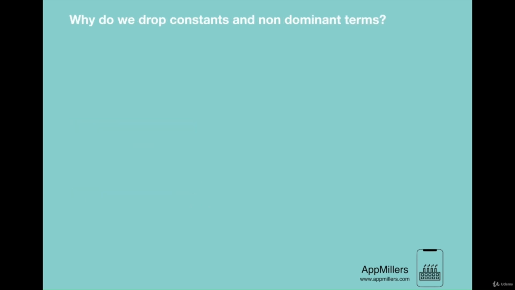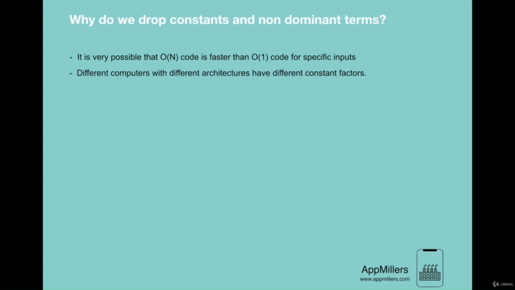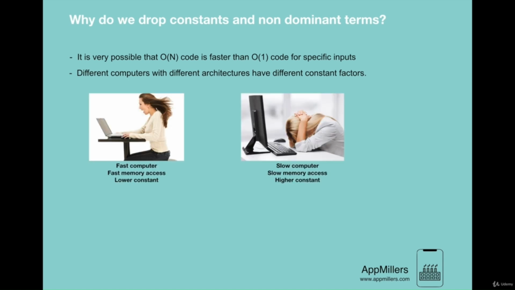Okay, let's look at the reasons why we drop constants and non-dominant terms. The first reason is that it's very possible that O(n) code is faster than O(1) code for specific inputs. Big O just describes the rate of increase. So for this reason, we drop constants, which means that O(2n) is actually O(n). And the second reason is that different computers with different architectures have different constant factors. A faster computer might be able to access memory faster than a slower computer. So faster computers will have a lower constant factor for memory access than slower computers. However, we are just interested in the algorithm, not the hardware, when doing asymptotic analysis, so we ignore such factors.